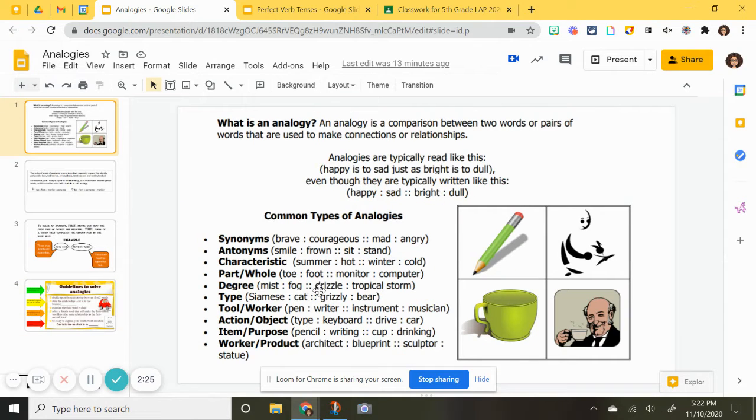And that's where this slide comes in. Sometimes you're going to get words that are synonyms. Sometimes they're going to be antonyms. Sometimes they're going to be a characteristic, like a characteristic of summer is that it's hot. Here we have a part to a whole, which also can be reversed, a whole to a part. So any of these with a slash in between, they can be reversed. A degree, a type, a tool with a worker or a worker with a tool, action and object, item and purpose, worker and product. There's many, many more. These are just the most common.